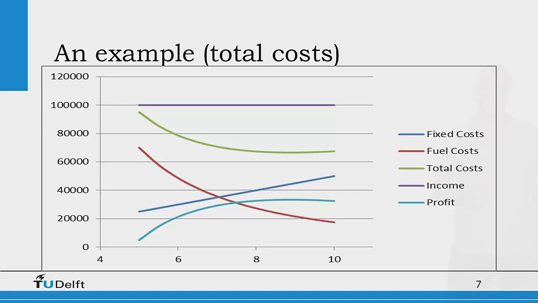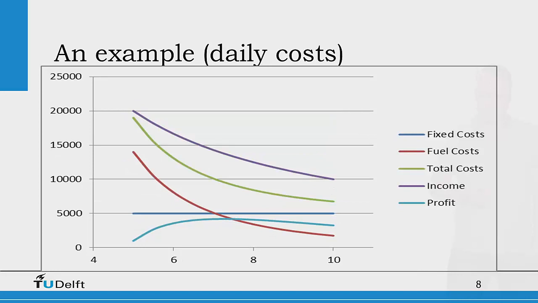However, there's also another way to look at these costs, and this is what I will show in the next slide. In this slide, the same data is presented with the same color, but in this case, not the total cost, but the daily costs are included. This means that 100,000 in 5 days travel is 20,000 a day. But in 10 days travel, this is only 10,000 a day. It also changes the dark blue fixed cost line. The fixed costs are now 5,000 a day, no matter how long I travel.